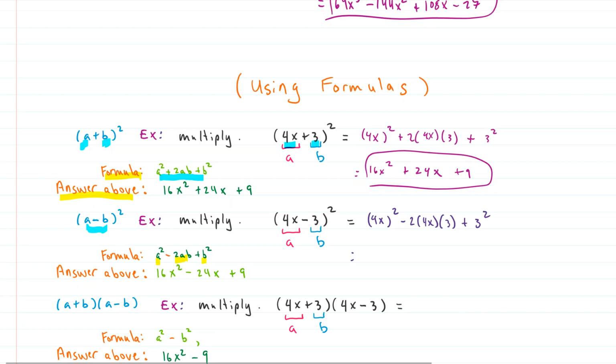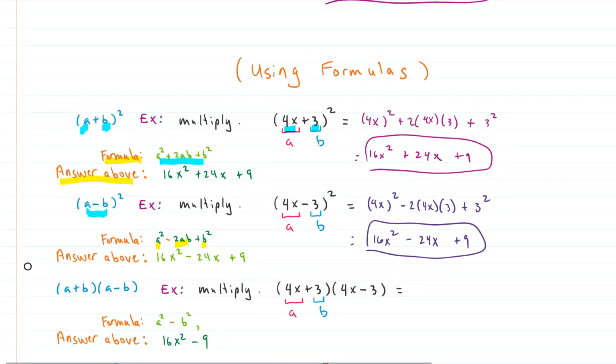Now we just simplify here. Quantity 4x all squared is 16x squared. Here we have negative 24x, and here we have 9. So again, one step. I don't know, I go back and forth. It looks faster, but honestly, doing the multiplication in my head is pretty fast too.